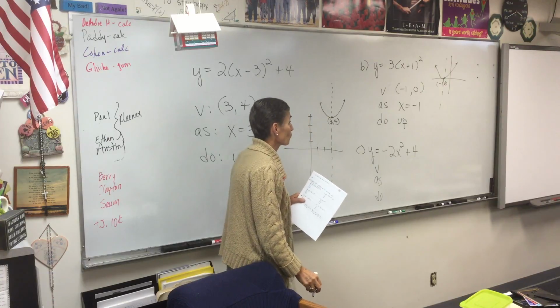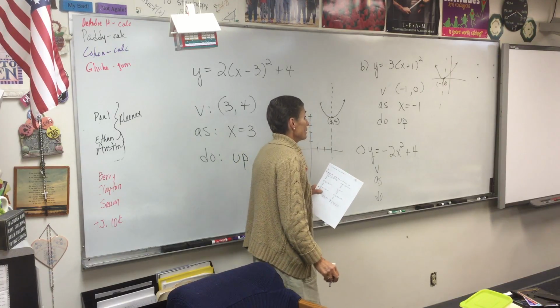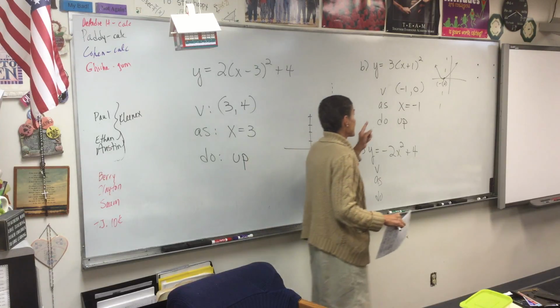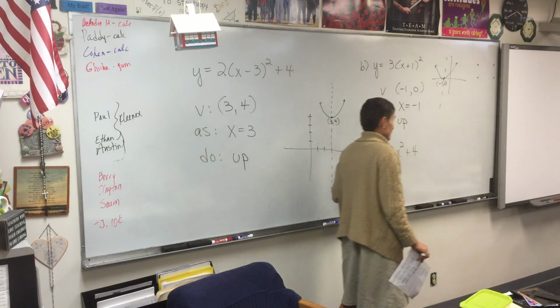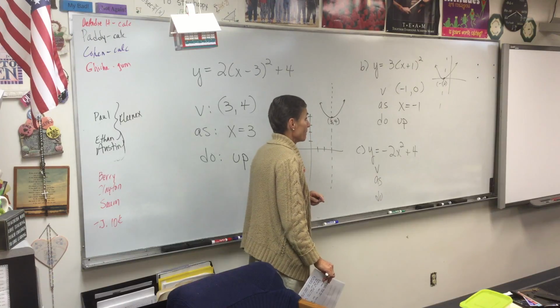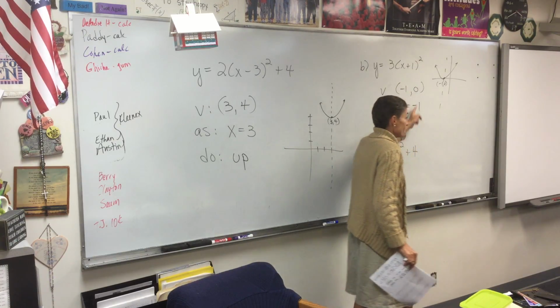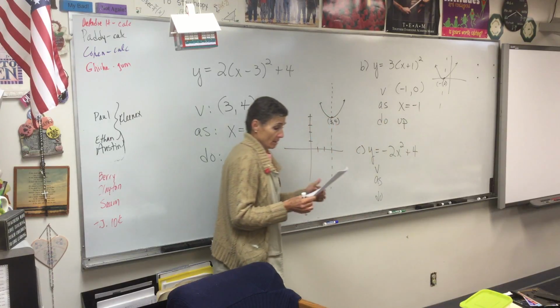Is the asymptote always going to be opposite of the number? Yes, but it's not an asymptote. It's the axis of symmetry. Yes, the axis of symmetry. Yep, just like the vertex will always be opposite. These two numbers will always match.